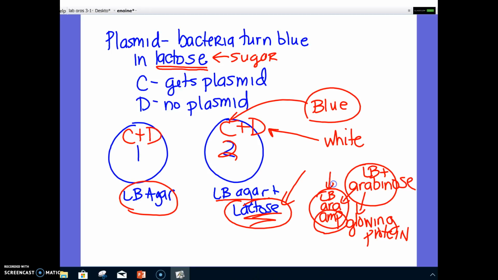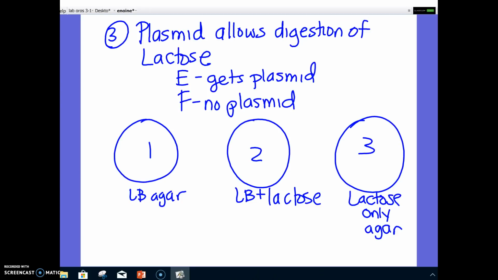What we saw on this particular plate was just glowing bacteria. They all glow. Why? Because only the ones that picked up the plasmid survived the ampicillin. But if we had had a plate that was LB plus arabinose, then that plate would have had all the bacteria growing, whether they picked up our plasmid or not, but the ones with the plasmid would have glowed, and the ones that did not pick up the plasmid would not have glowed. All right, last one.